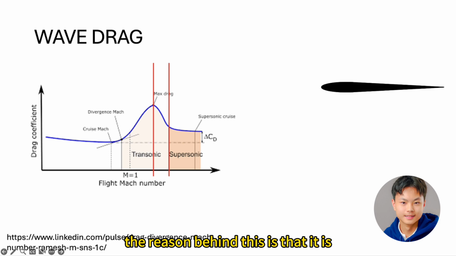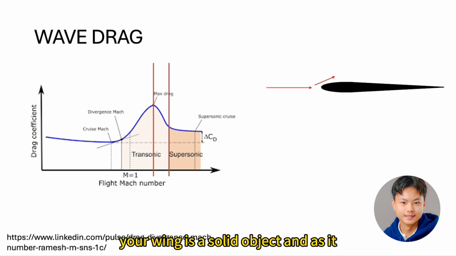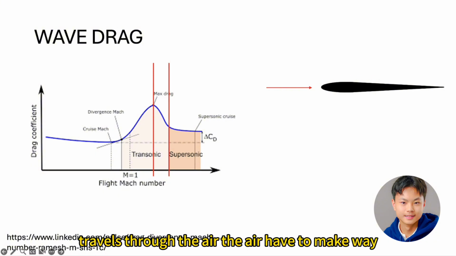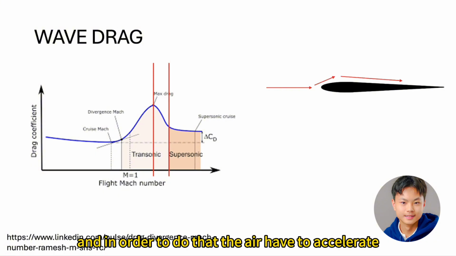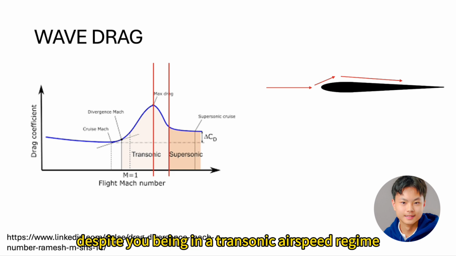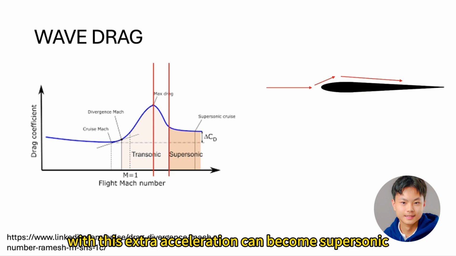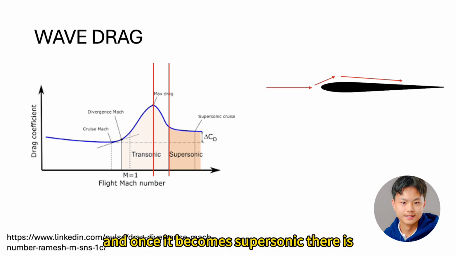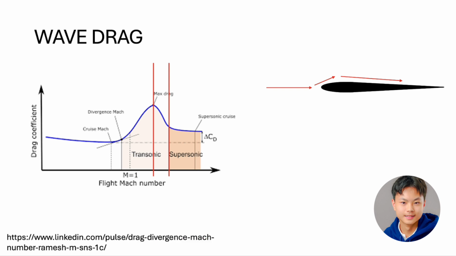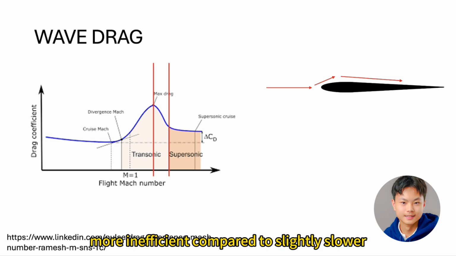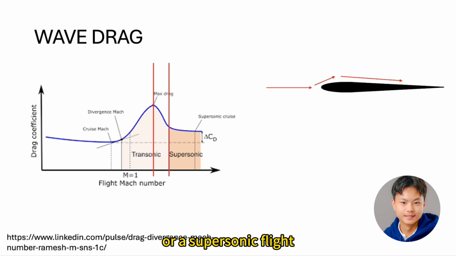The reason behind this is that your wing is a solid object, and as it travels through the air, the air has to make way. In order to do that, the air has to accelerate. Despite you being in a transonic airspeed or Mach number regime, the air with this extra acceleration can become supersonic. And once it becomes supersonic, there is a significant amount of wave drag, and that is part of your drag coefficient. As a result, that will increase your drag overall and make your flight at that Mach number significantly more inefficient compared to slightly slower or supersonic flight.